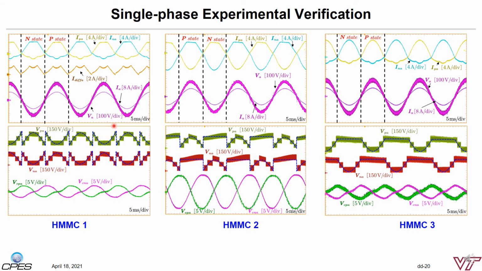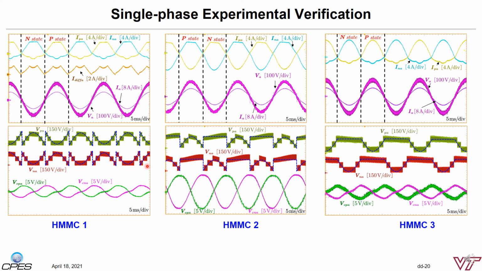This page shows the experimental results of a single-phase demonstration. 3 types of HMMC are verified. The bottom waveform shows the arm voltage change when the AC voltage toggles the polarity, and the total arm voltage can be reduced to only half of the DC voltage value.